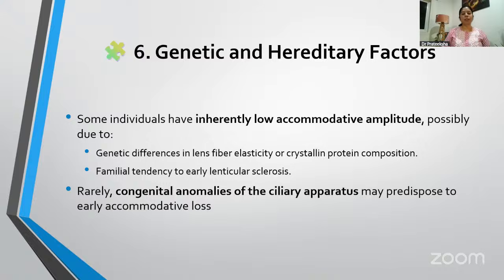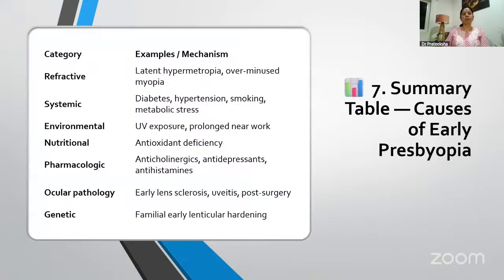Genetic and hereditary factors of premature presbyopia. Some individuals have inherently low accommodative amplitude, possibly due to genetic differences in lens fiber elasticity or crystalline protein composition, familial tendency to early lenticular sclerosis, and rarely congenital anomalies of the ciliary apparatus may predispose to early accommodative loss.